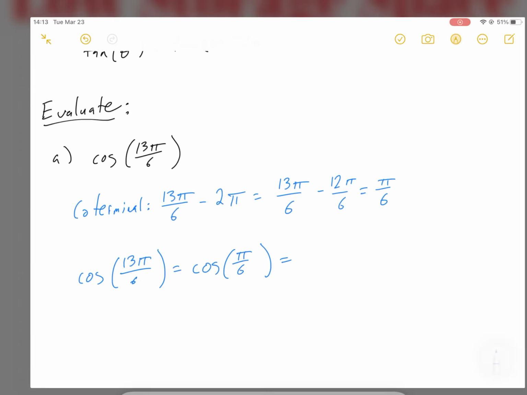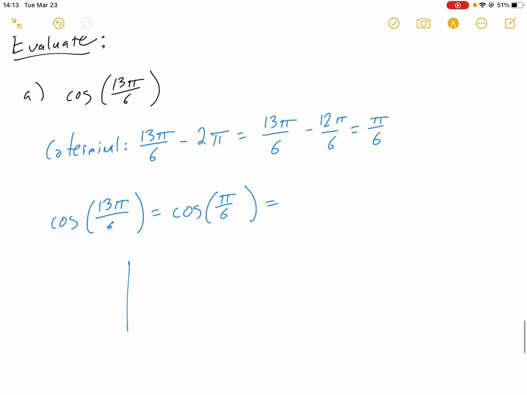Take a look at pi over 6. Cosine is the x. So one way you can show your work in these problems is to just draw this really quick. And then you know that cosine is the x value, and so that would be my final answer.